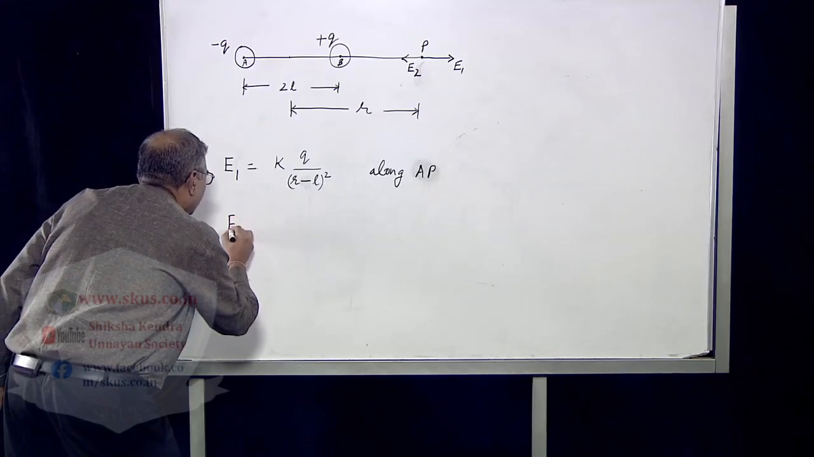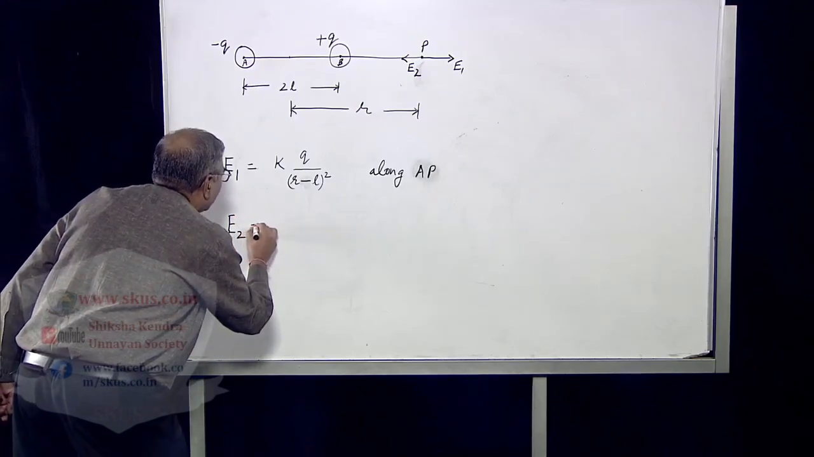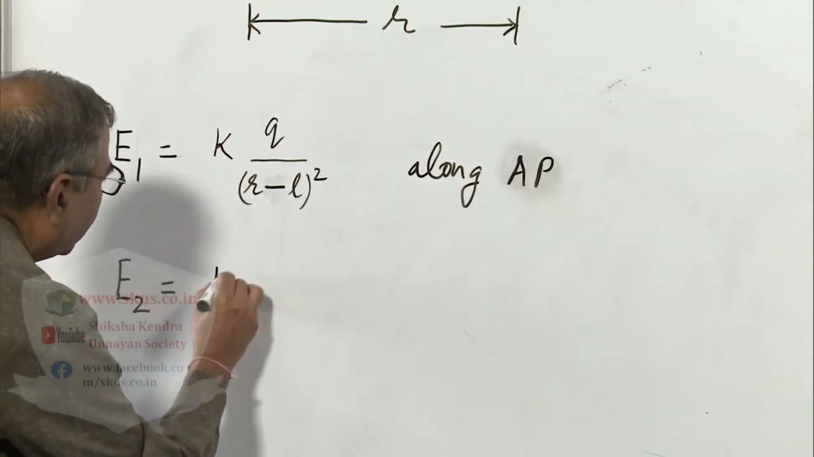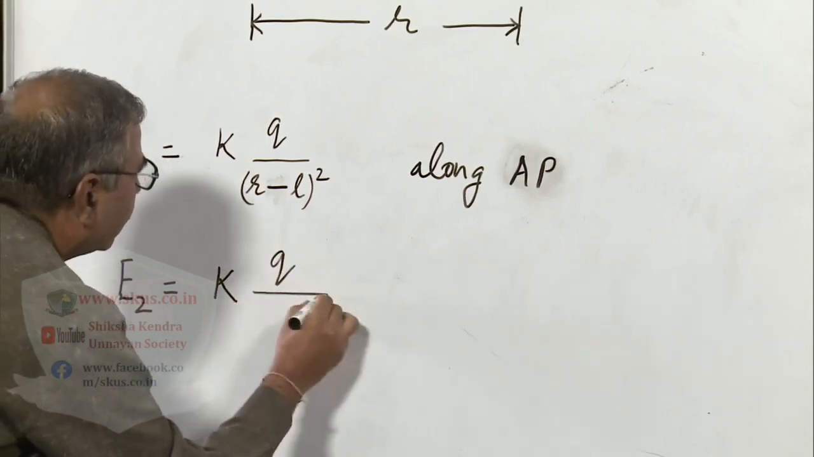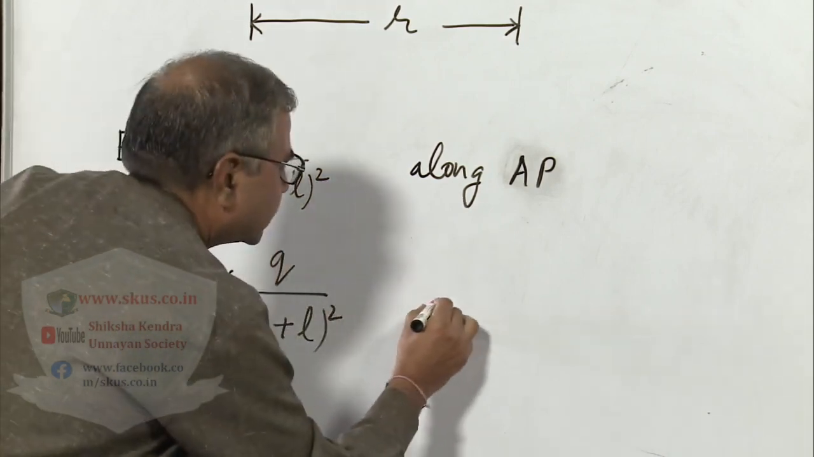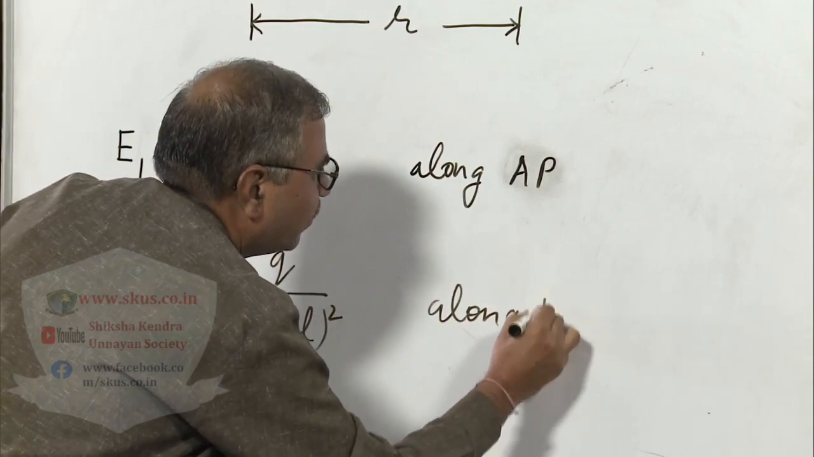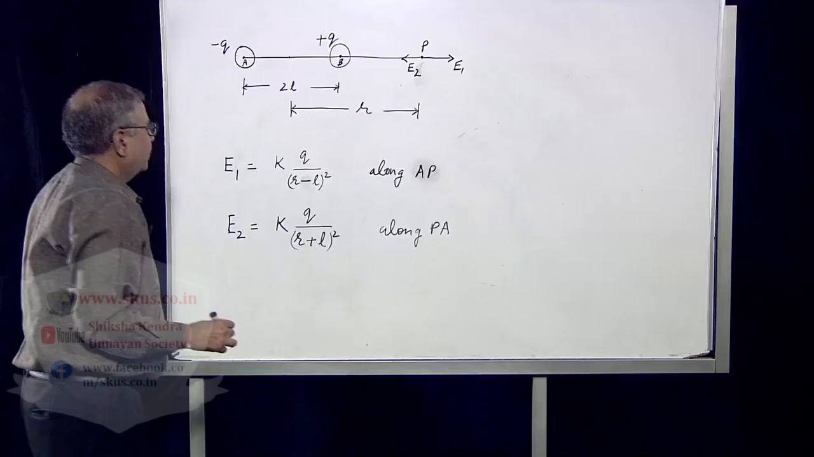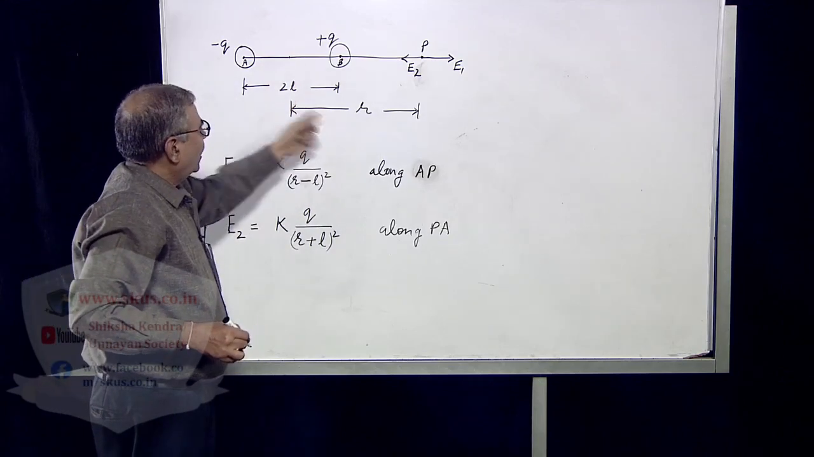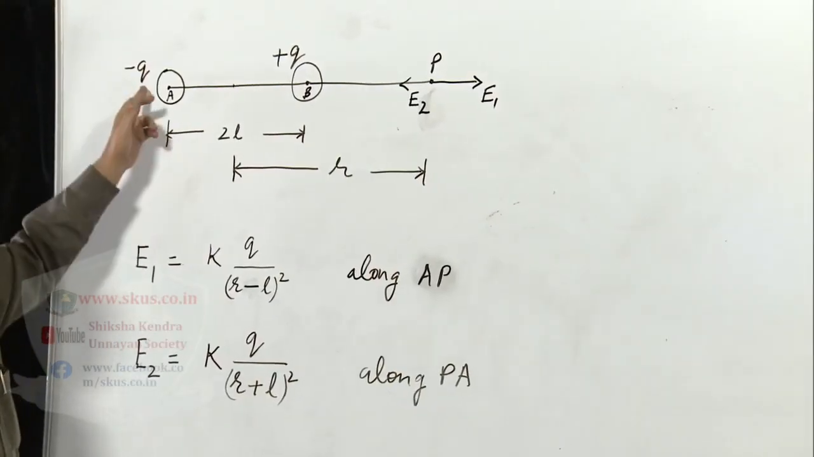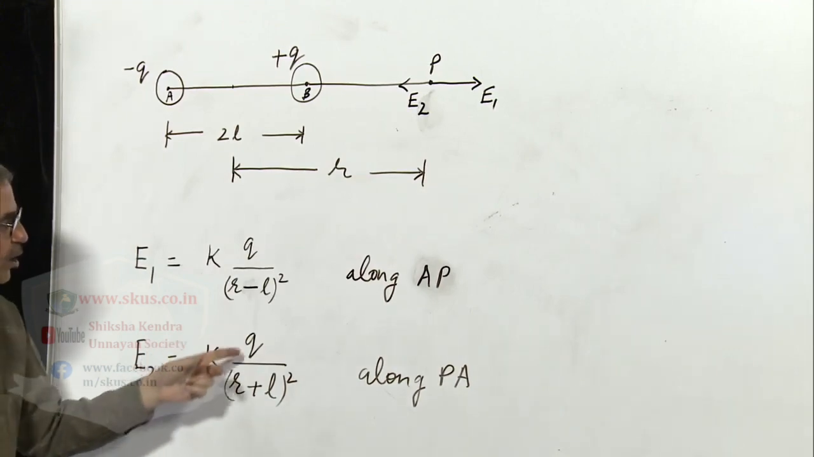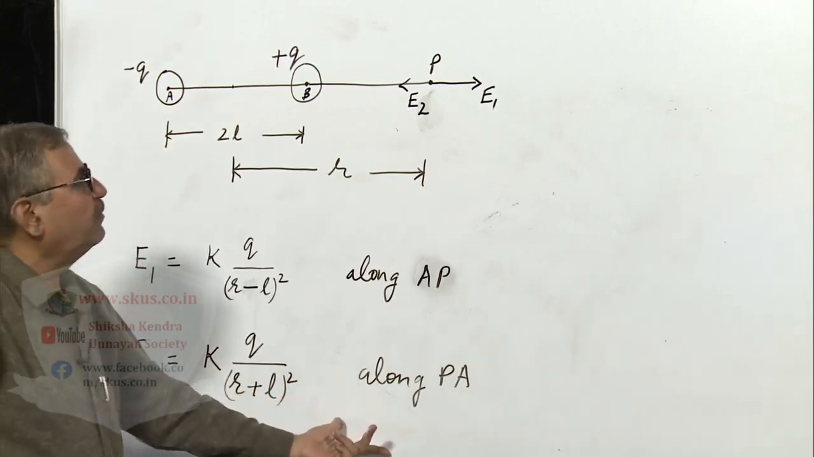Now, the field at point P due to the negative charge, let us represent it with E2. It will be equal to K q upon R plus L whole square, and its direction will be along PA. Why is it R plus L whole square? We are taking the negative charge. This distance is R. So, L has to be added to it. Then it will become the distance between minus q and P. So, we have taken R plus L here. So, E2 is equal to K q upon R plus L whole square, and its direction will be from P to A.